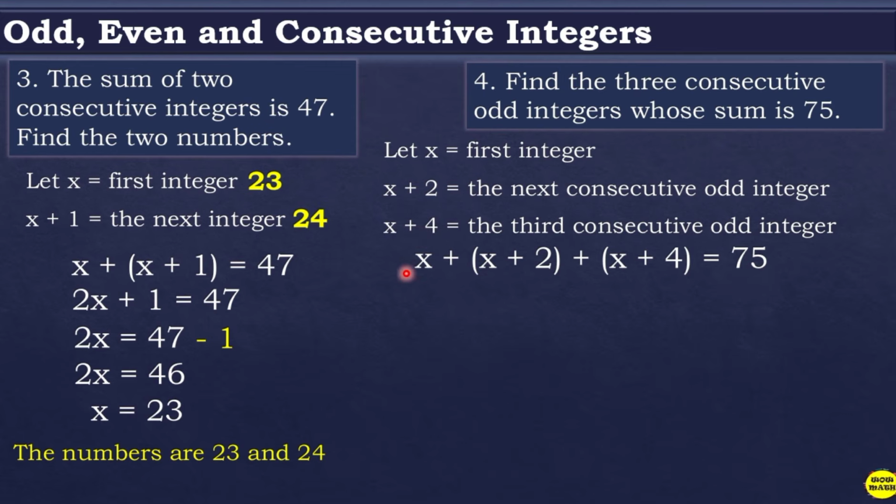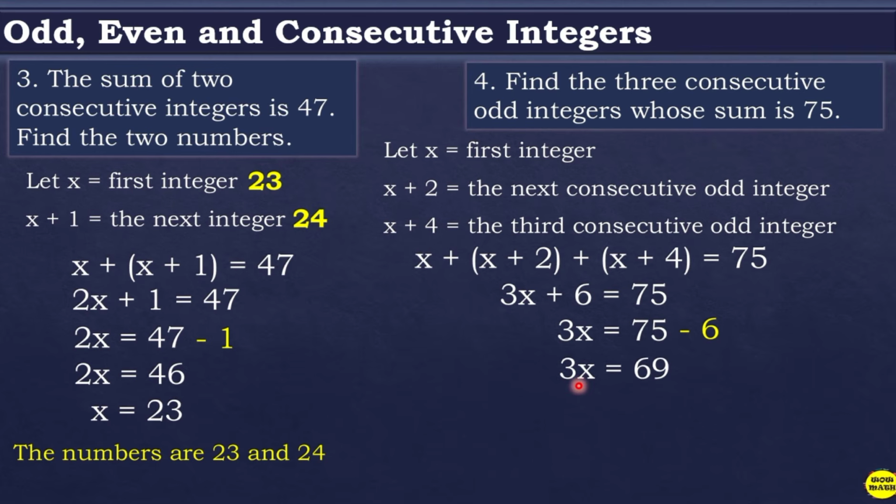So, i-add natin. Ilan ang x natin dito? 1, 2, 3. So, we have 3x. And then 2 plus 4, that is 6, is equal to 75. Now, transposition. So, 3x is equal to 75. Ito po, i-transpose natin. So, magiging minus 6. Okay? So, 3x is equal to 75 minus 6 is 69.